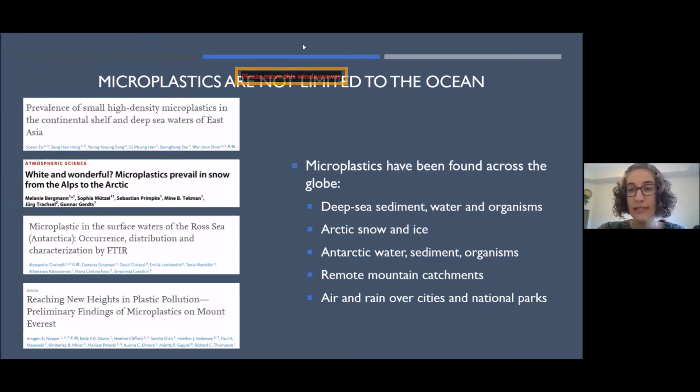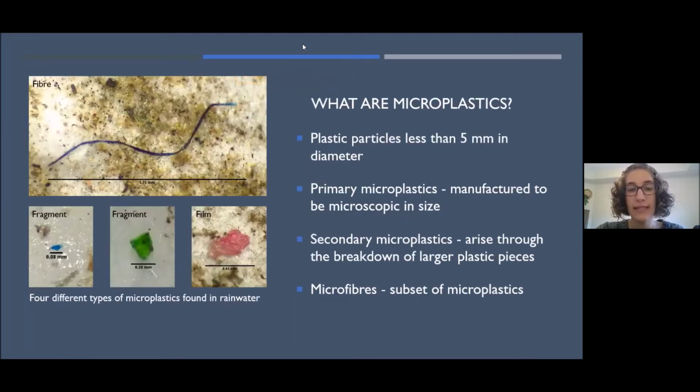So this brings us to the question, what are microplastics? Microplastics are plastic particles less than 5 millimeters in diameter that can originate from primary and secondary sources. Primary microplastics are manufactured to be microscopic in size, such as microbeads that are used in personal care products like toothpaste and facial cleansers, cleaning products, and textiles.